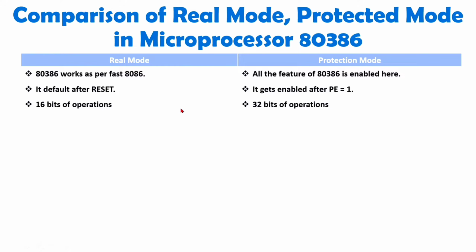Now my dear students, if you observe how operations are happening, then you should know in real mode 16 bits of operations are happening, while with protection mode 32 bits of operations are happening. Why? The reason is 80386 is having a 32-bit MPU, right? So operation size will be of 32 bits only, right?